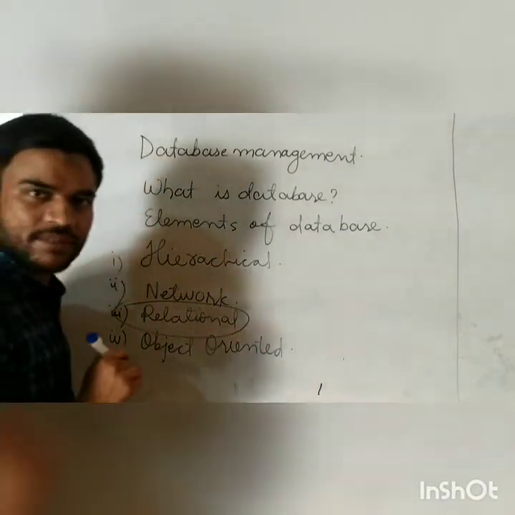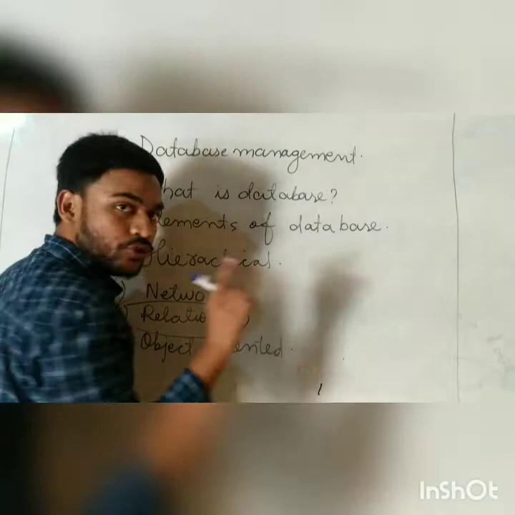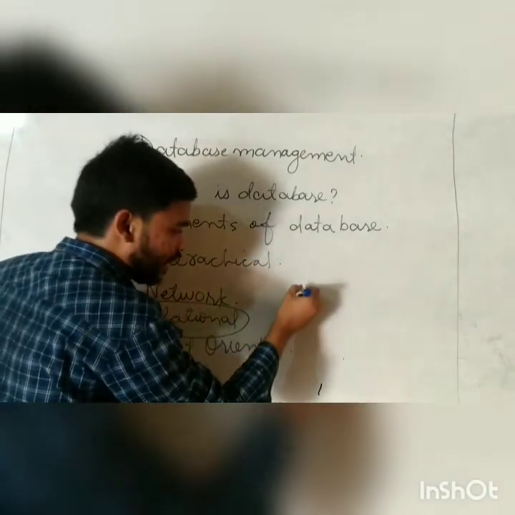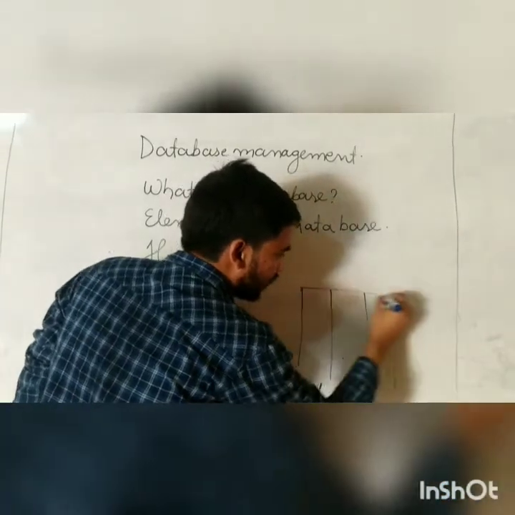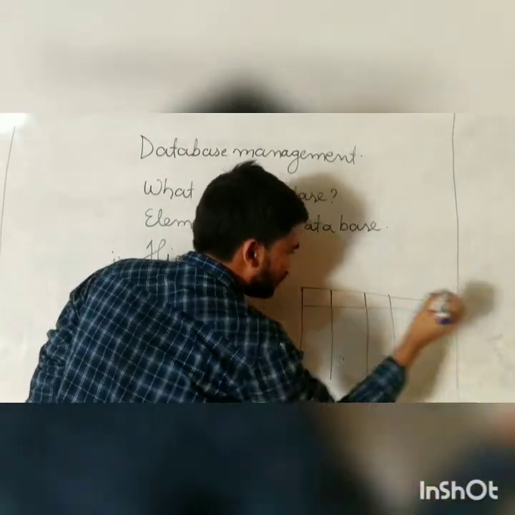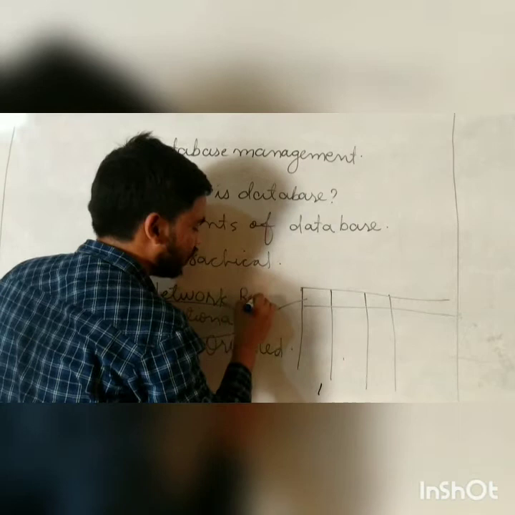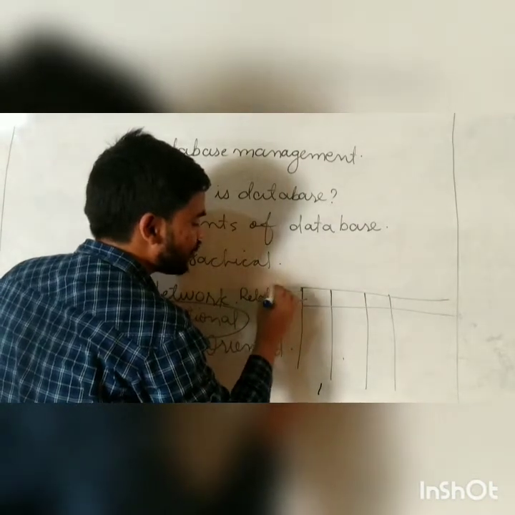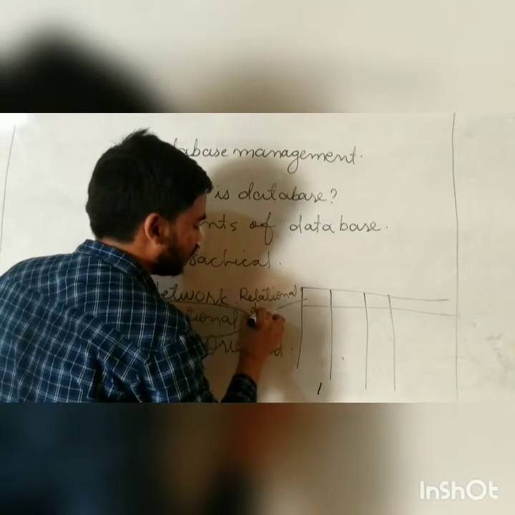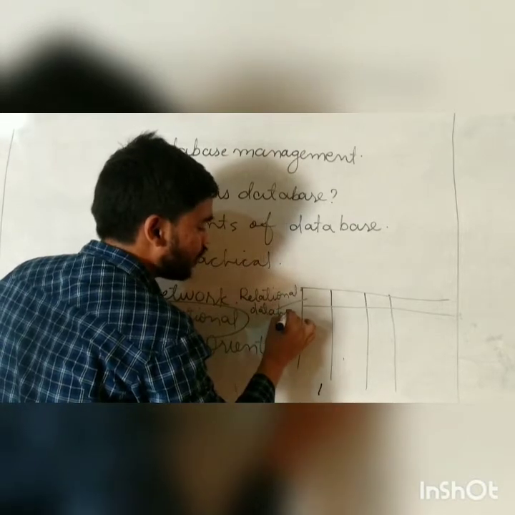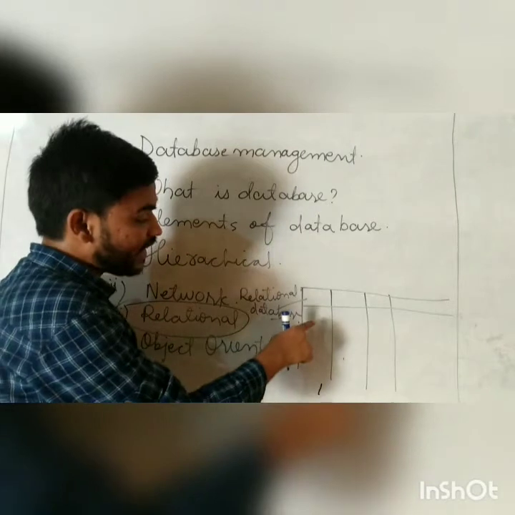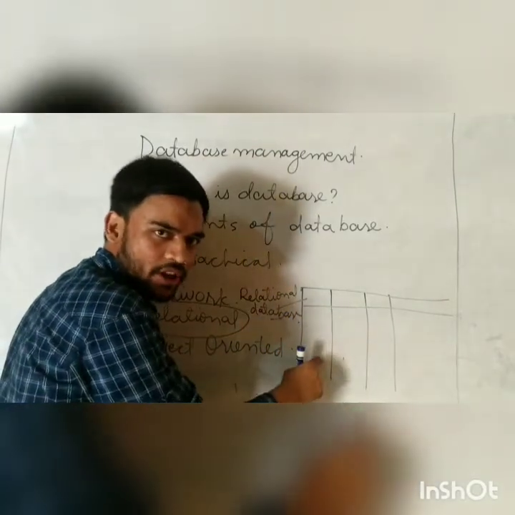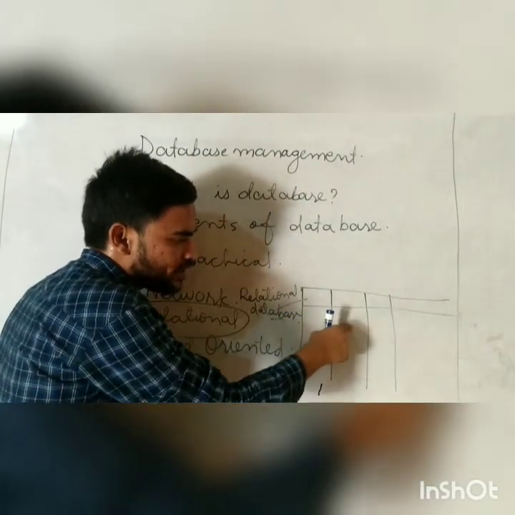Do you know what the meaning of relational is? Student, you know very well that we maintain our data in rows and columns. These rows and columns are called a relational database. Why are they called relational? Because it maintains the relation between the rows and columns. These rows, these columns, like this.